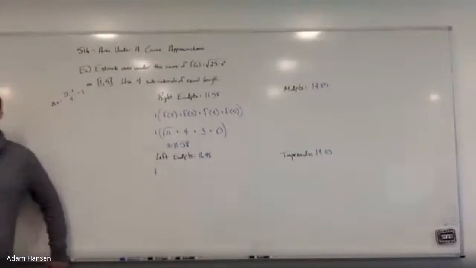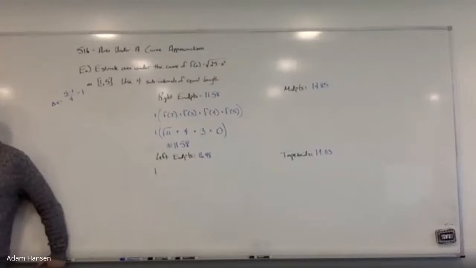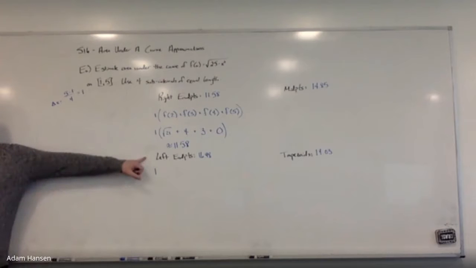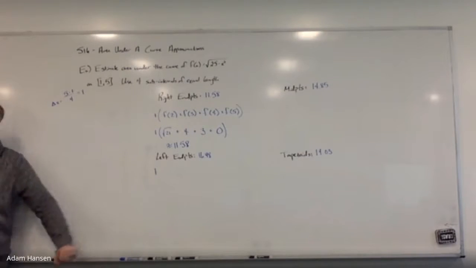Where's the first rectangle going to start? From 1 to 2 runs the first rectangle, but if it uses the left endpoint, it will start with which value? These are left endpoints now, I'm sorry. So if I start from 1 to 2, the left endpoint would be 1.